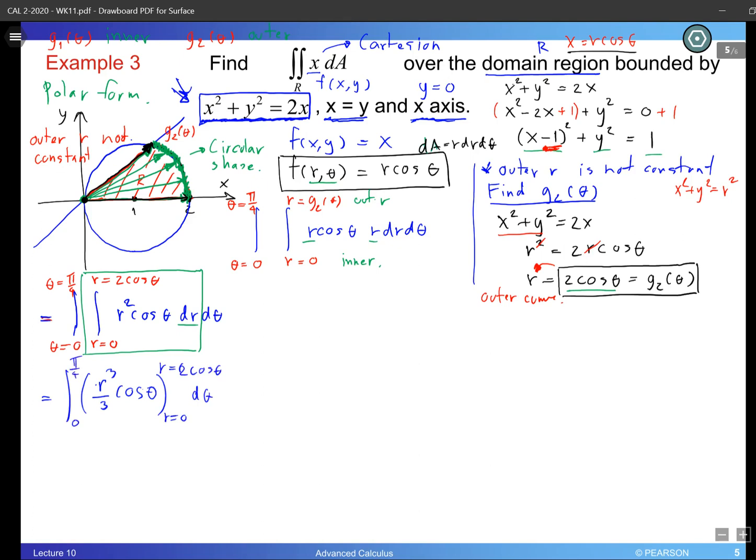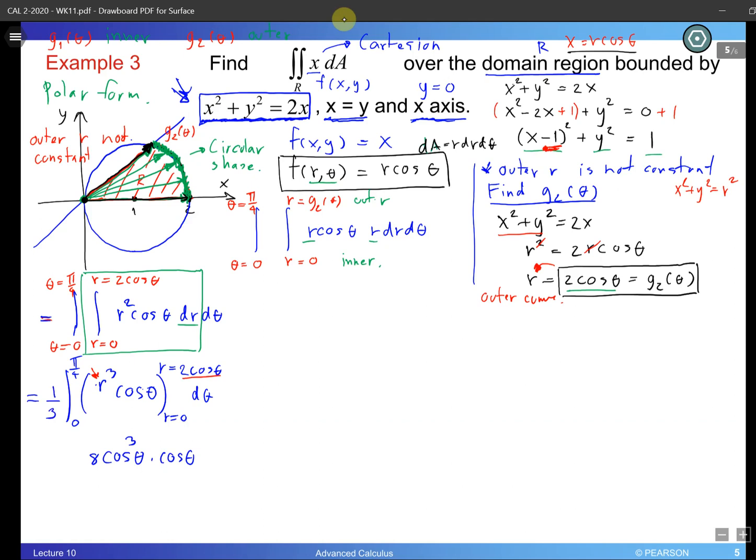Now this 2 cosine theta has to go in as r right here. So once it goes in, it's going to be 8 cosine cubed theta times cosine theta. And we still have this 3 right here, which I don't like. What about I move this 1 over 3 outside of the integral? It's going to be easier. So I'm going to put it right here, 1 over 3, outside.